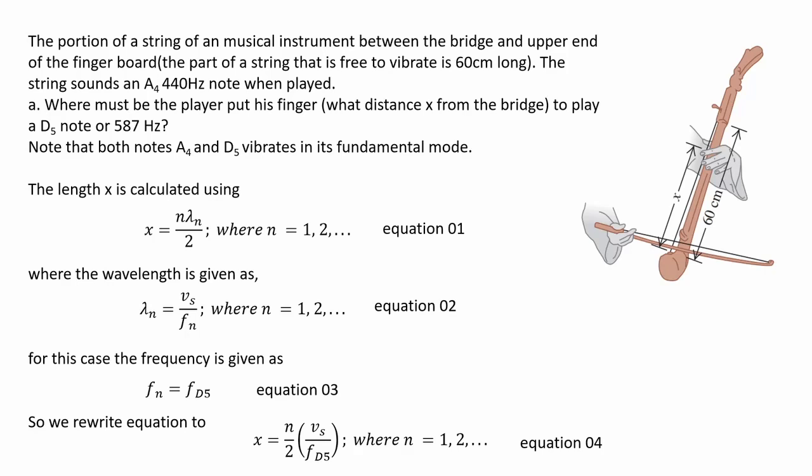To solve for the length x we use equation 1, where the wavelength is given in equation 2. For this case the frequency is given as the frequency of the D5 note as shown in equation 3. We then rewrite the equation to obtain x as shown in equation 4. Here we see that we need to first obtain the value of the speed of sound in the string.